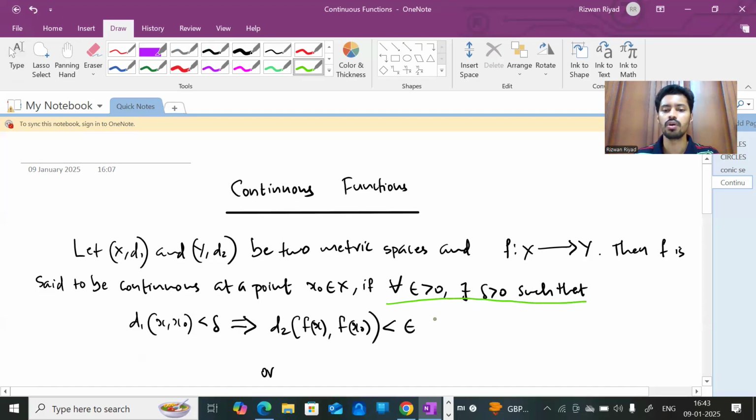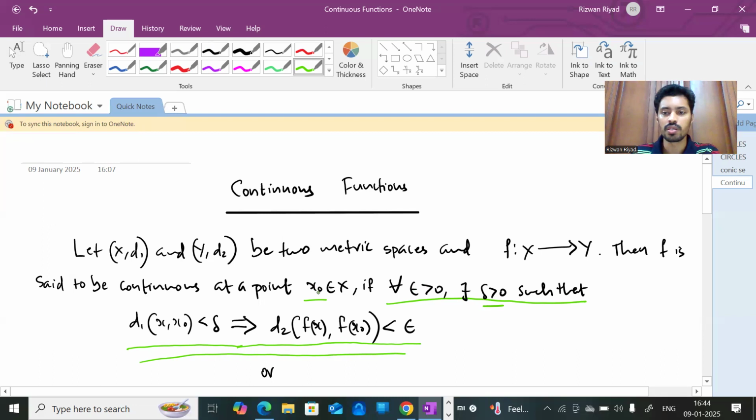For every epsilon greater than 0, there exists delta greater than 0 such that d1(x, x naught) less than delta implies d2(f(x), f(x naught)) less than epsilon. If this is satisfied, we can say that the function is continuous at a point x naught. So for any epsilon greater than 0, you should find a delta which satisfies this statement. Then only we can say that the function is continuous at that particular point x naught.